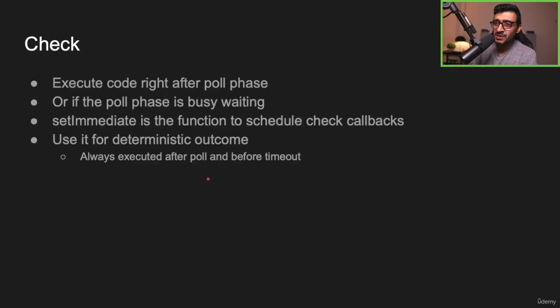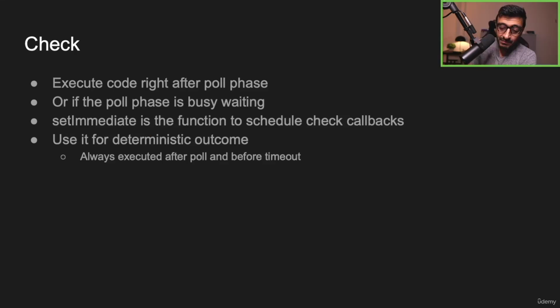So, check phase. This executes code right after the poll phase. So, for example, you're reading a file or reading a socket, writing to a socket. Right after that, this phase exists, and this phase is solely designed for users, for us. You can schedule things in this phase by using this beautiful function that's called setImmediate.